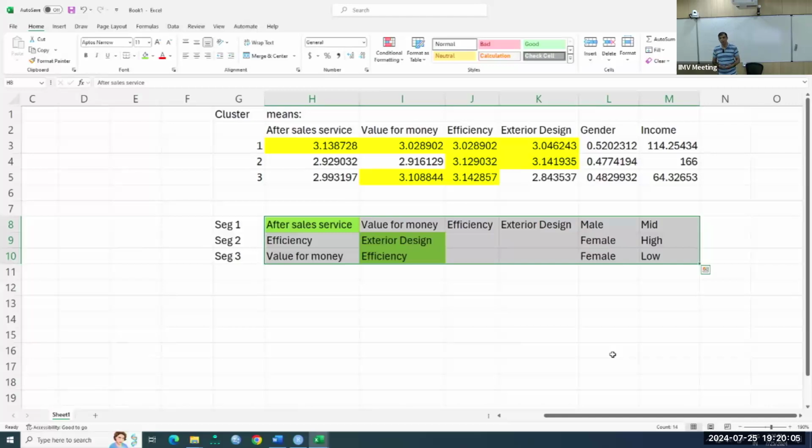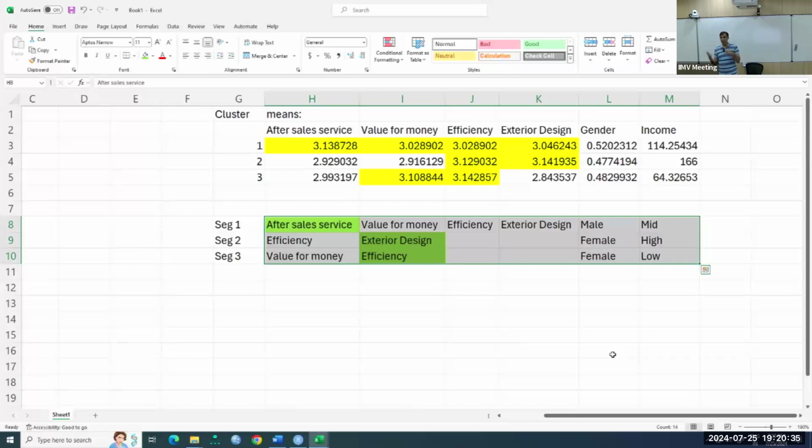Now, as a marketer, you have to take a call on which segment you will target. You can target all 3 segments, or you can target segment 1, segment 2, or segment 3, or segment 1 or 2, or segment 2 or 3, based on the 5 criteria that we understood: accessibility, measurability, profitability, sizability, and differentiability. So these are the 5 criteria, and accordingly you can decide. I will go with segment 1, segment 2, segment 3.